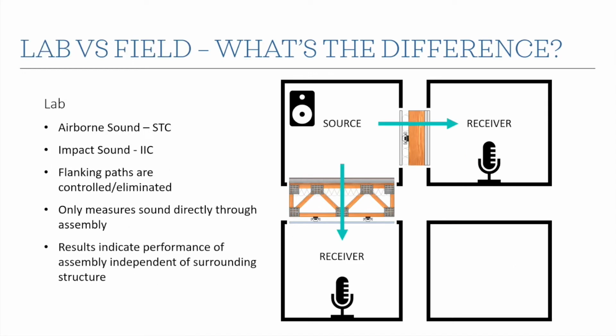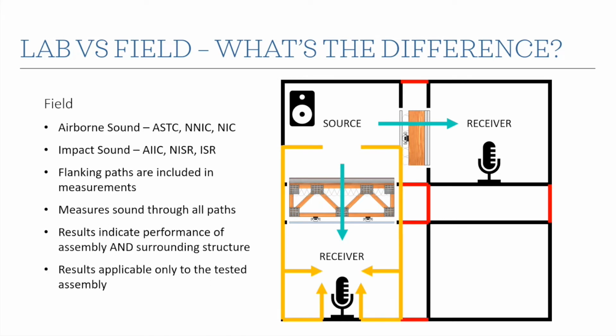So, the laboratory ratings: for airborne sound we have the STC, and for impact sound we have the IIC. In the laboratory, we go to great lengths to isolate the source space and the receiving space, so that the dominant transmission path for the sound is through the assembly we're trying to evaluate. When we measure in the receiving room, all of the sound we capture is coming through that partition, not through other places in the structure. Those other ways that sound can travel around our main assembly are called flanking paths. We try to control or eliminate those as much as possible, so we're only measuring the sound going through the assembly we're testing. The results then indicate the performance of that assembly independent of the surroundings.